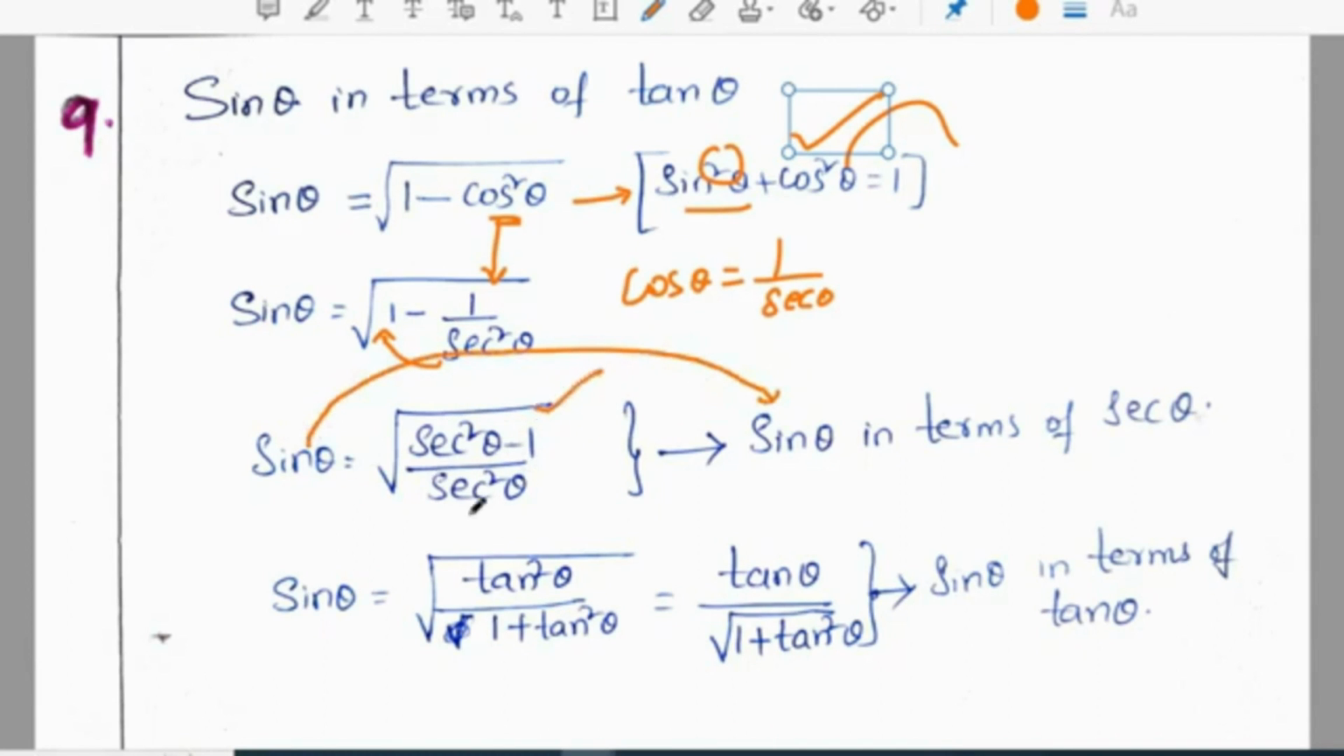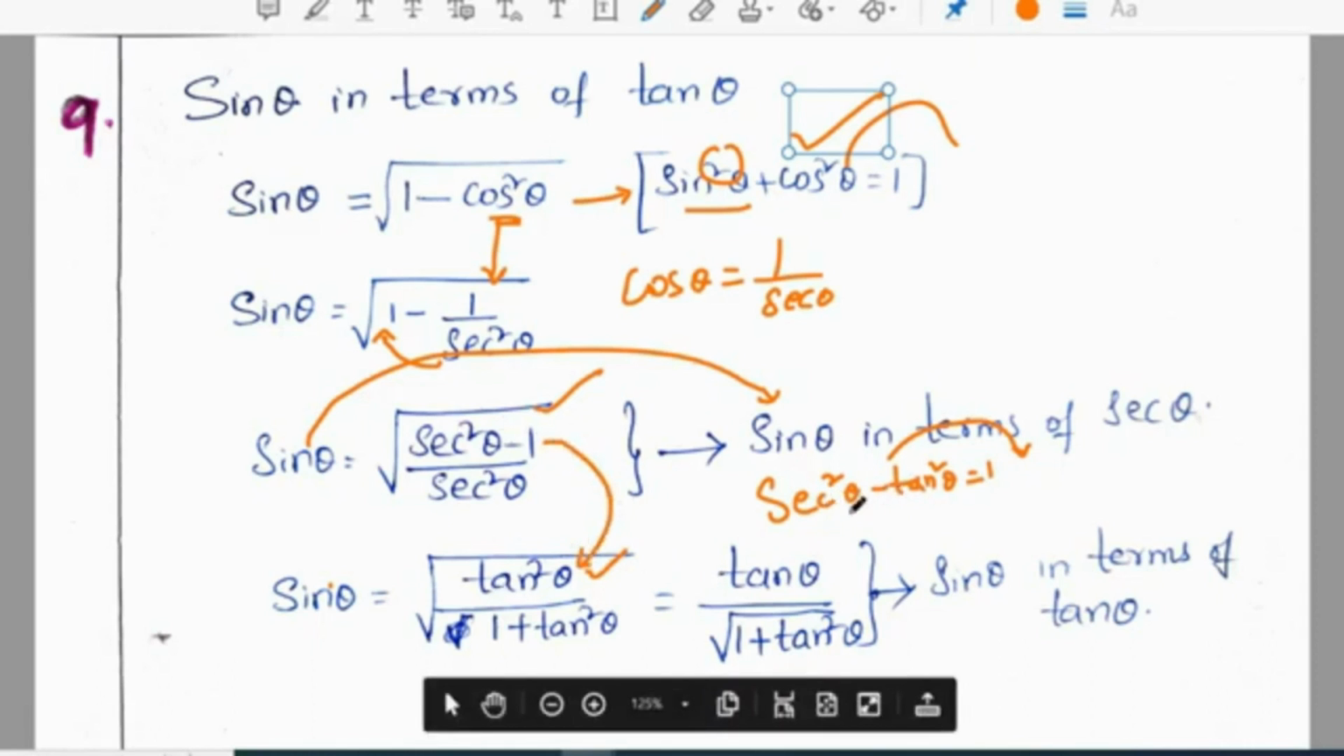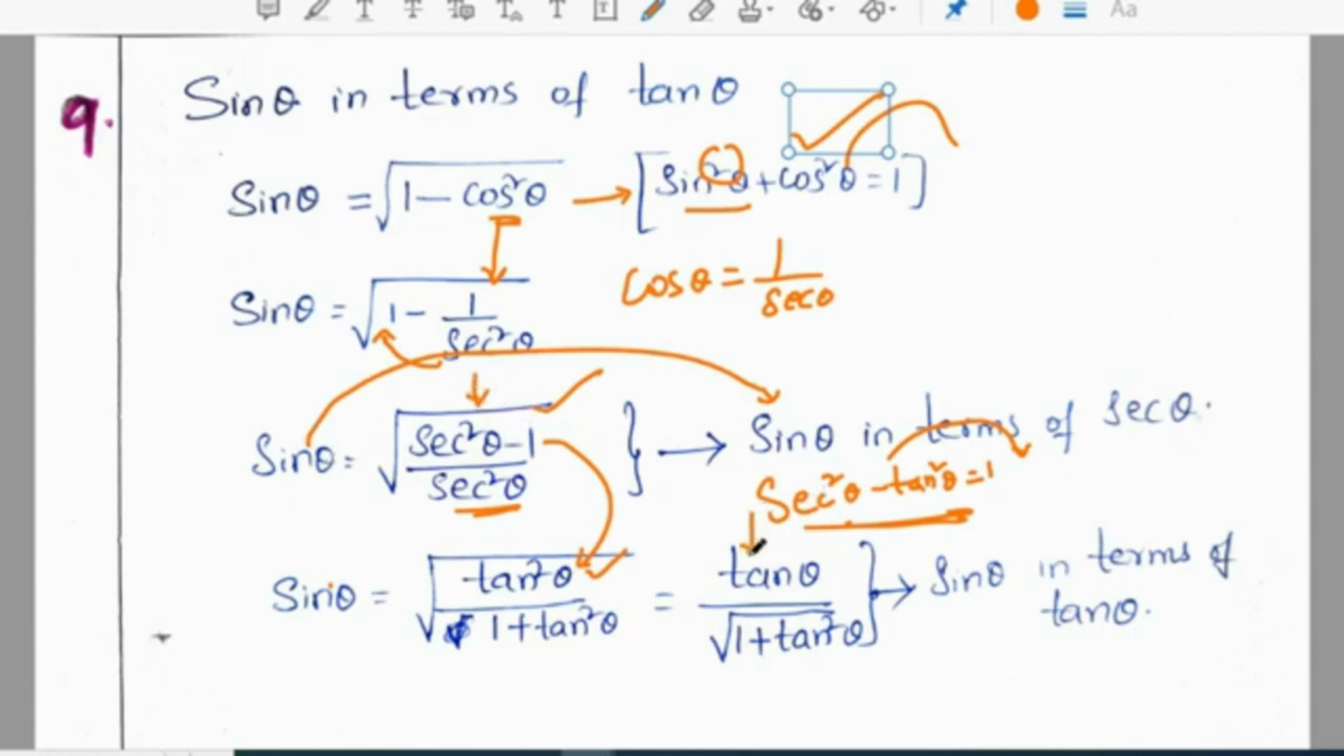So one of the problems is solved. Now we have to convert sin theta in terms of tan theta. So secant square theta minus 1 is tan square theta. This is based on the identity secant square theta minus tan square theta is 1. So secant square theta will become 1 plus tan square theta. So in the place of secant square theta minus 1, I am replacing with tan square theta based on this identity, and secant square theta is equal to 1 plus tan square theta. Okay. So the square root cancels: tan theta by root over 1 plus tan square theta. So we have converted sin theta in terms of secant theta and sin theta in terms of tan theta.